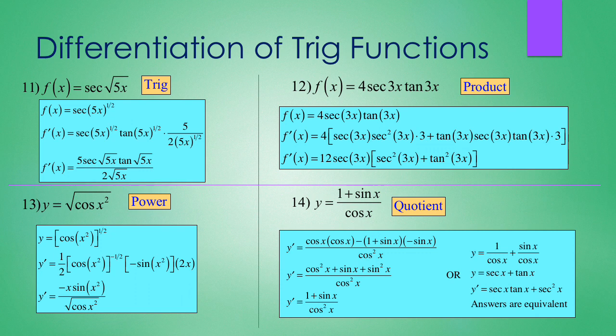You could also think of this as splitting it into two separate fractions. We get 1 over cosine x plus sine x over cosine x, which is secant of x plus tangent of x. Taking the derivative, we get secant x tangent of x plus the derivative of tangent x, which is secant squared x. The answers don't look the same, but they are equivalent. If you change the secant and tangent into sines and cosines, you will get the same expression.